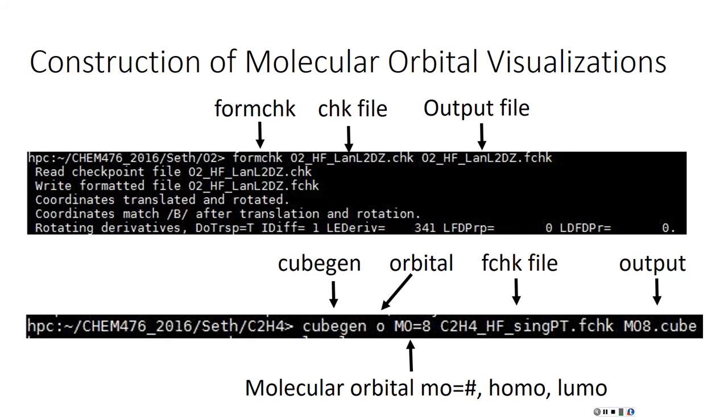Now, before you do that, you need to go into your log file and look at where your HOMO or your LUMO is, or what molecular orbital you want to plot. In cubegen, which will generate a cube file, you put that command, then you put O for orbital, because we want molecular orbitals. Then MO equals, and in this case I want an 8 because that was the HOMO for this molecule, then the formchk file, and then your output. So I called it MO8.cube. Instead of just using an 8, you can use any number that there is an orbital for. You can use HOMO or LUMO, so you don't even need to know which one it is. You just tell it HOMO and it gives you the HOMO out.